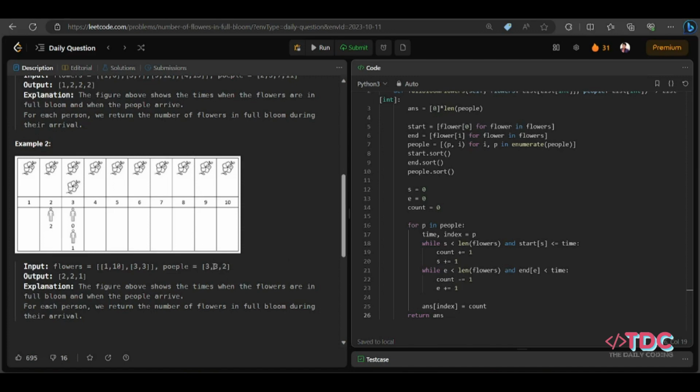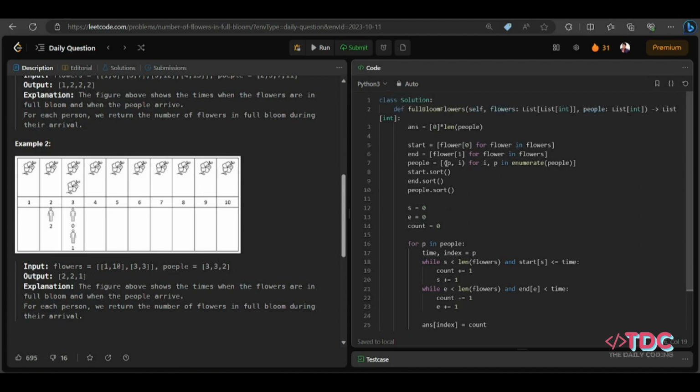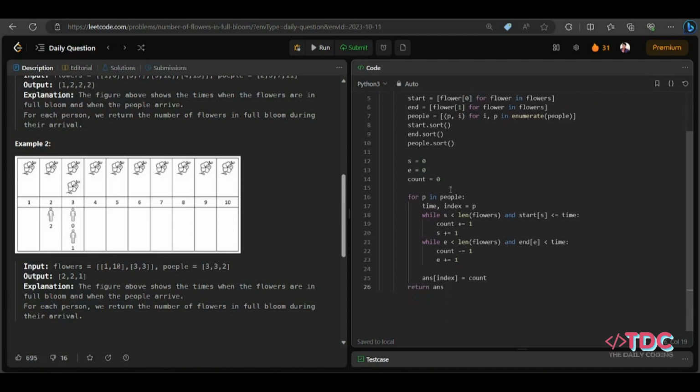So if you have to sort this people array, like 2, 3, 3, the indexing is disturbed, right? So I have to preserve its index also, right? So I will make a new array of people times as well as their indexes, right? And I sort them, and I set a pointer s equal to 0, and also for the end e equal to 0, and a count.